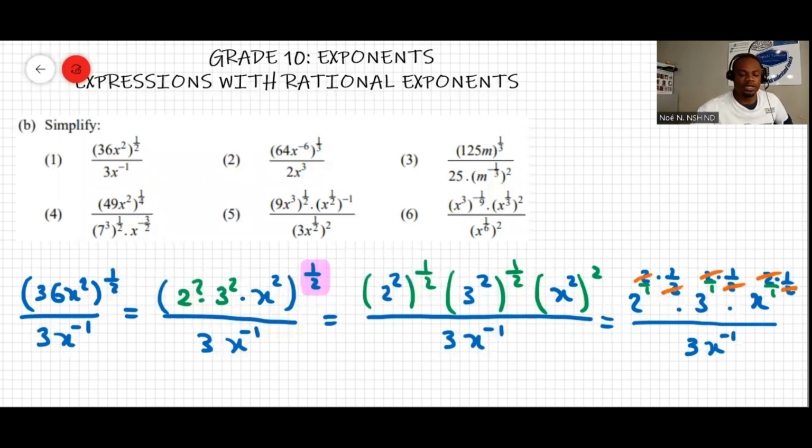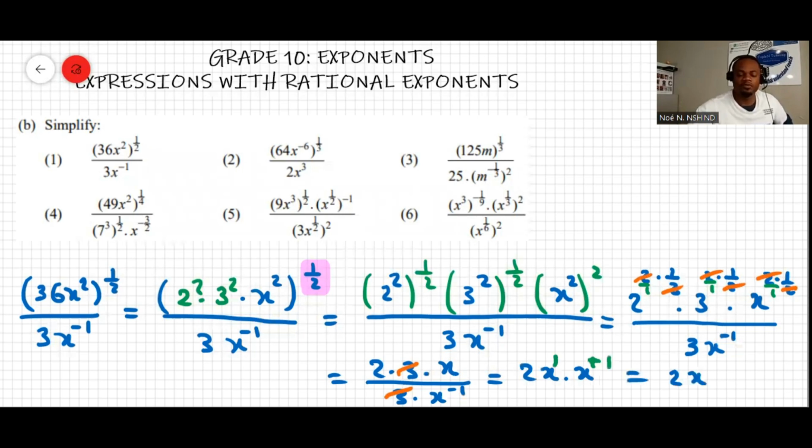You see? And then this answer will be 2 times 3 times x all over 3 times x to the -1. Now, again, we can simplify further. 3 and 3 here can be simplified, and then we are left with 2x. We can move the x to the -1 to the numerator. Remember, this becomes x with a positive exponent now, +1. And where there's no exponent, understand this was 1. And this will be equal to 2x to the power of 2, because we add the exponents.